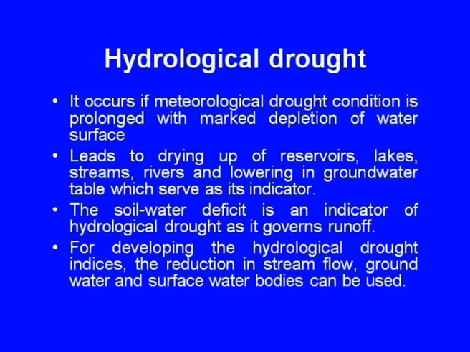Next is hydrological drought. It occurs if meteorological drought conditions are prolonged with marked depletion of water surface. It leads to the drying up of the reservoirs, lakes, streams, rivers and lowering of the groundwater table, which serves as an indicator. The soil water deficit is an indicator of the hydrological drought, as it governs the runoff in the streams. For developing the hydrological drought indices, the reduction in stream flow, groundwater and surface water can be used.